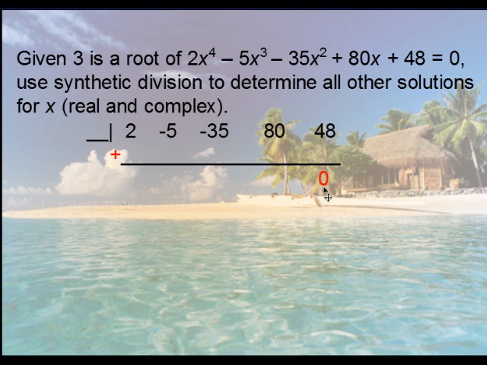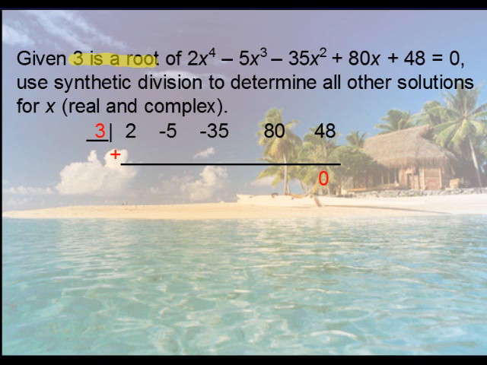Now you notice that I wrote 0 here for the remainder, and that's because we know what number we're going to be plugging in immediately. We're going to be plugging in 3, and since we know ahead of time that 3 is a root, that implies that the remainder is 0. So while working this out, if we don't get a 0 remainder, we know we've made a mistake somewhere.